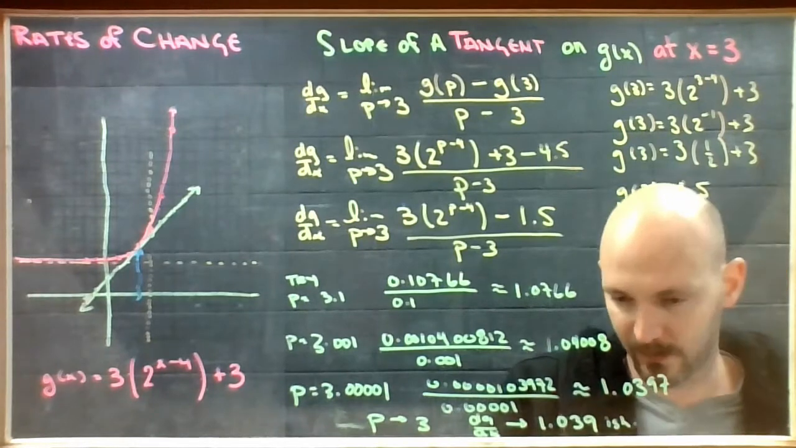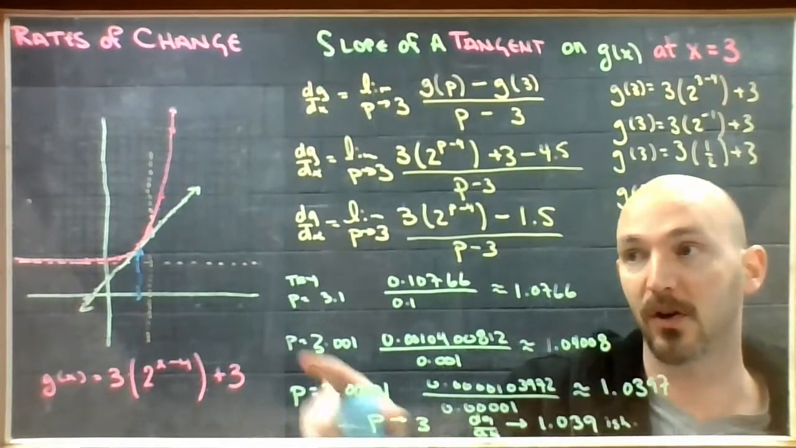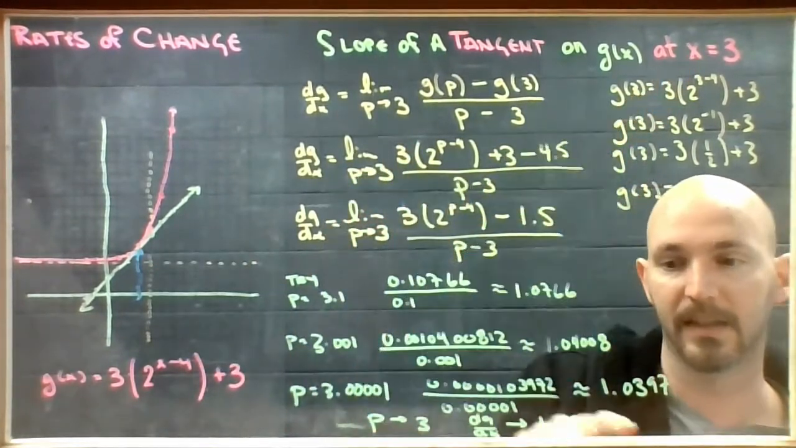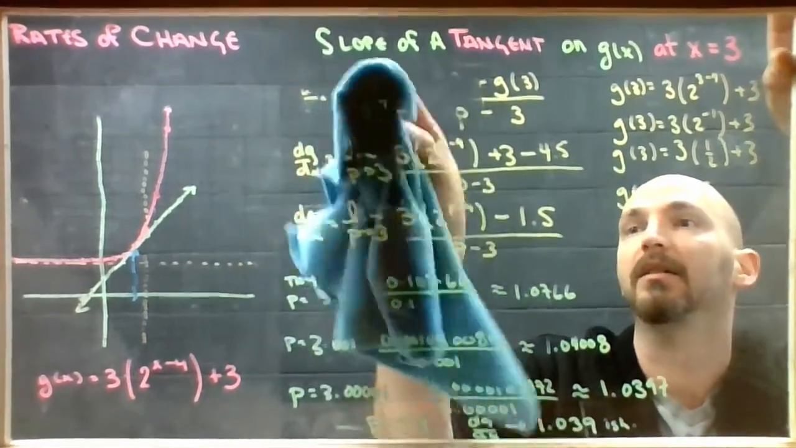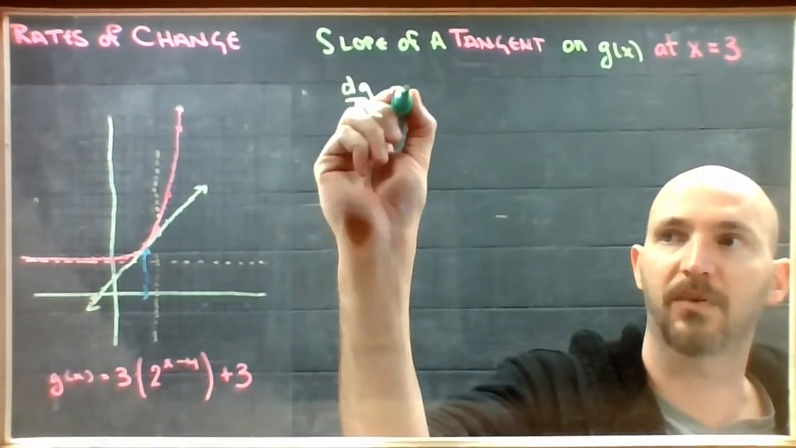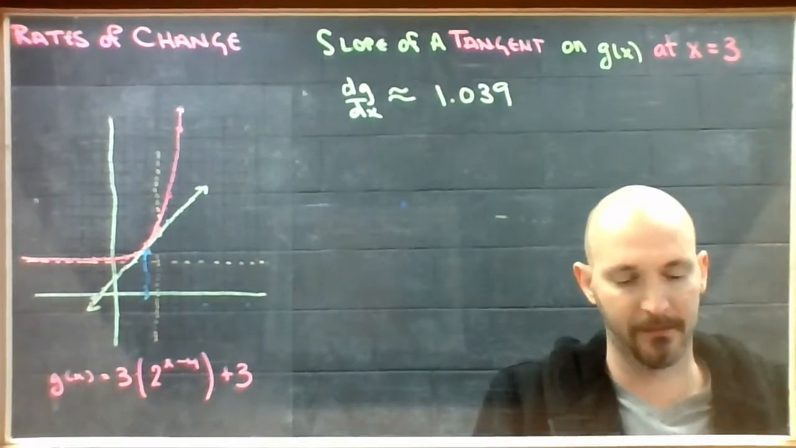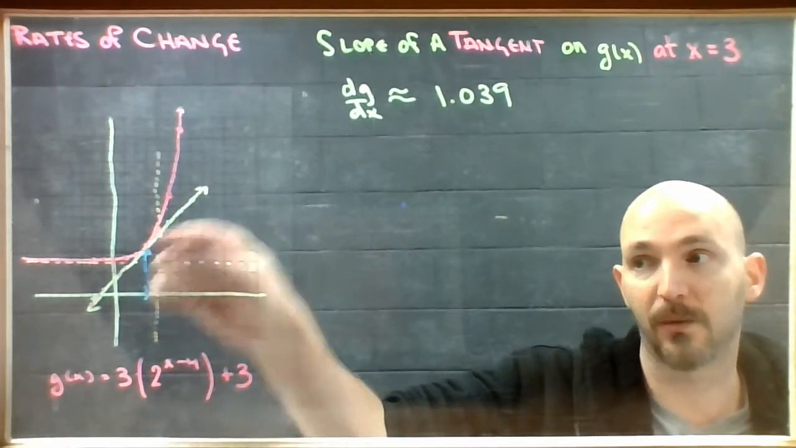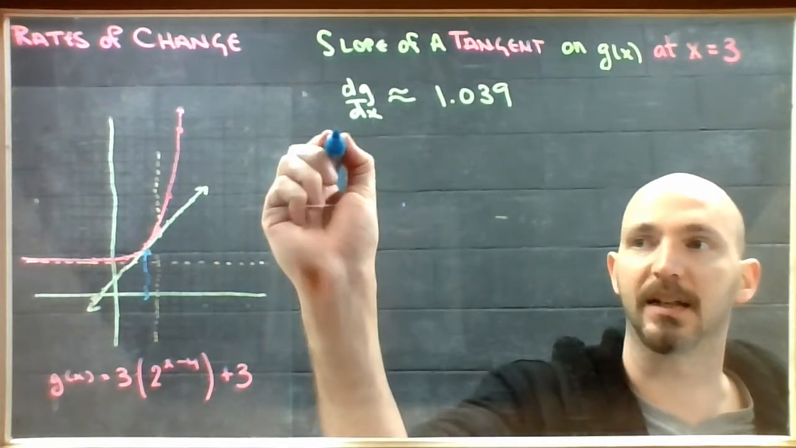So I've figured out then, after all of this work, that the slope of this particular exponential when x is 3 is somewhere around 1.039. I'm just going to write that down up here. dg by dx is approximately 1.039. Okay. The last thing that we're going to do with this is to actually determine the equation of that tangent line. So get the equation for the tangent.